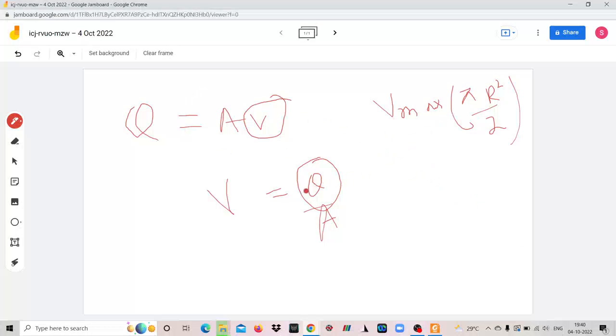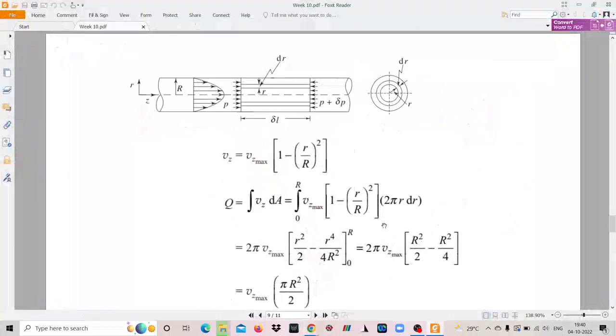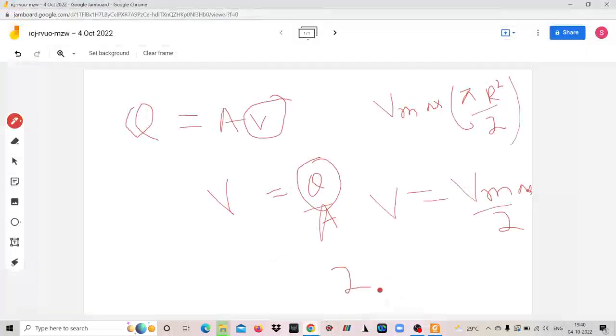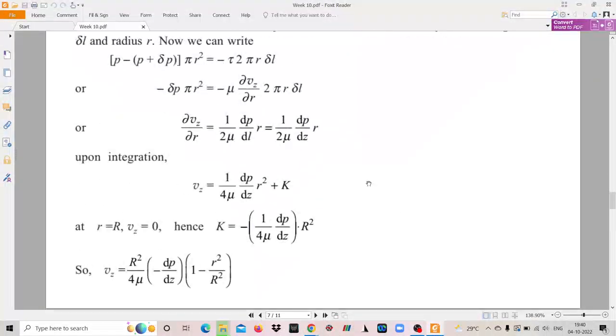We know what Q is, so this divided by area. Area is pi r square. So average velocity is V max by 2. So average velocity is maximum velocity by 2. So the ratio of the maximum velocity to mean velocity or average velocity is how much? This is 2. So for this problem also, what is important is this particular expression.